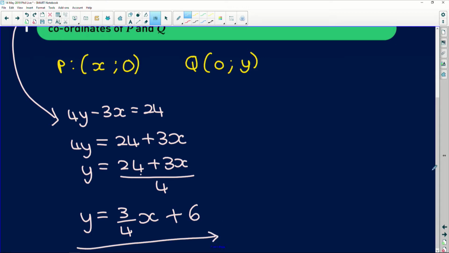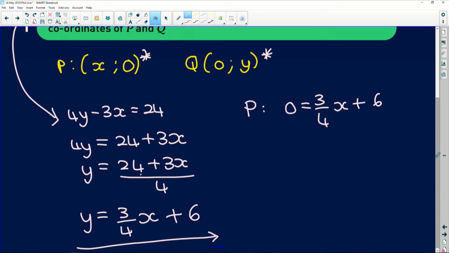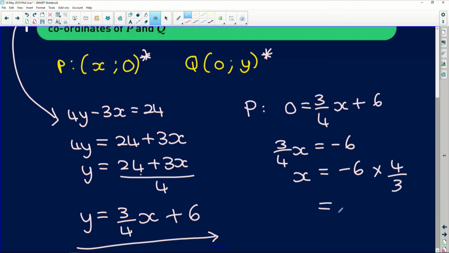Okay, so that is the standard form of our graph there. But now we need to find the coordinates of P and Q. So easy peasy, guys. For P, we make y equal to 0. So we say 0 is equal to 3/4 x plus 6. Let me double check I have this straight. X-axis, y equal to 0. Perfect. So that means that 3/4 x is equal to negative 6, which means that x is equal to negative 6 multiplied by 4 over 3, which just gives us negative 8, which means that the coordinates of P are (negative 8, 0).